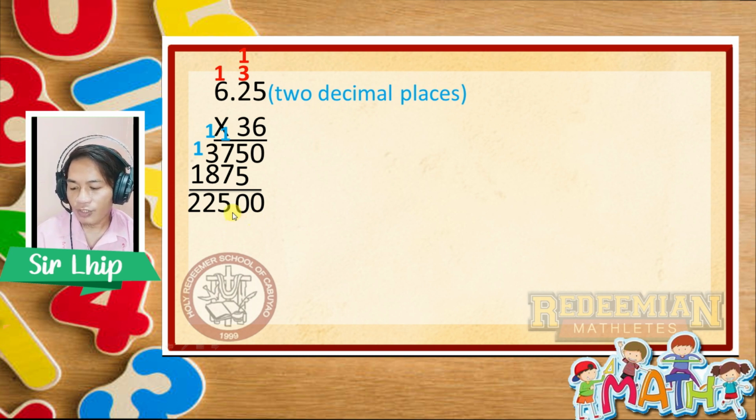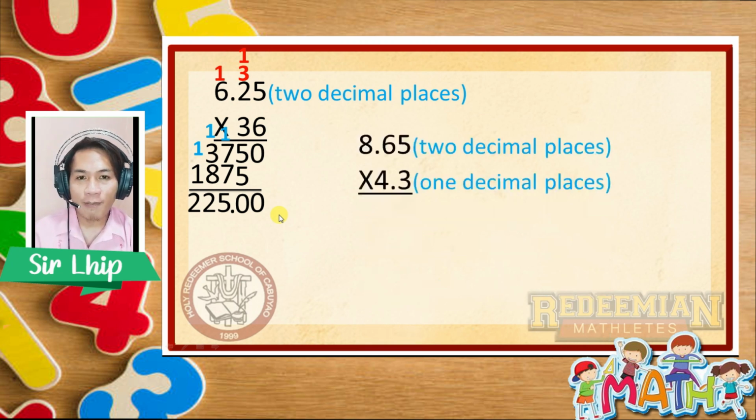Thus, the final answer is 225.00 or 225. 8 and 65 hundredths times 4 and 3 tenths.